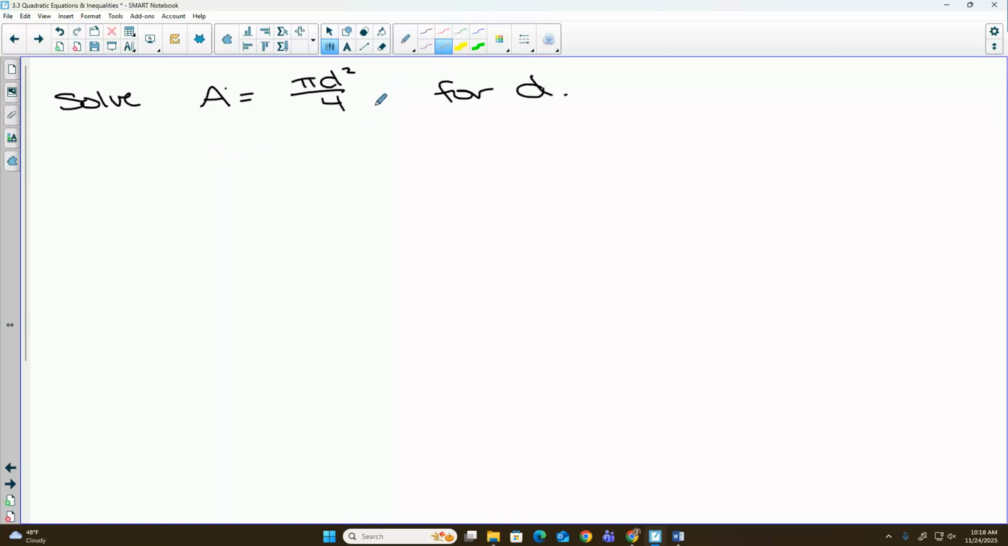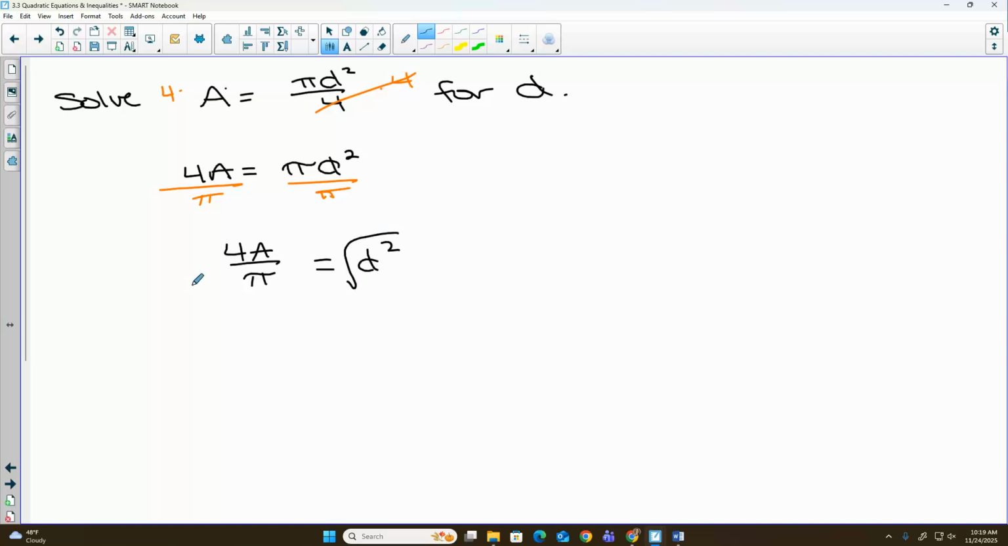Divide, or multiply by 4. 4a equals pi times d squared. Then what would you need to do? Divide by pi. We get 4a over pi is equal to d squared. And then, square root.